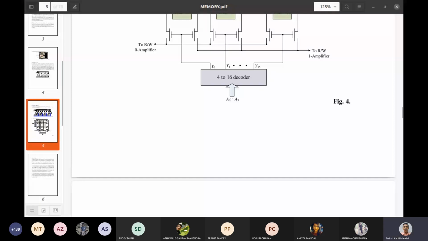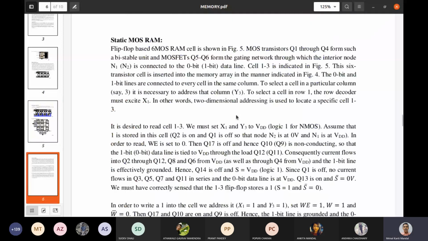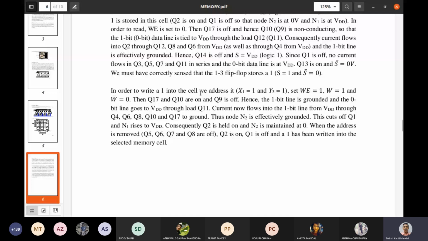So today we will stop here. In the next class, we will complete this portion. So this is known as two-dimensional addressing. Now, what is present in a particular location, what circuit components are present in a particular element, we will consider in the next class, in the case of static RAM or dynamic RAM.